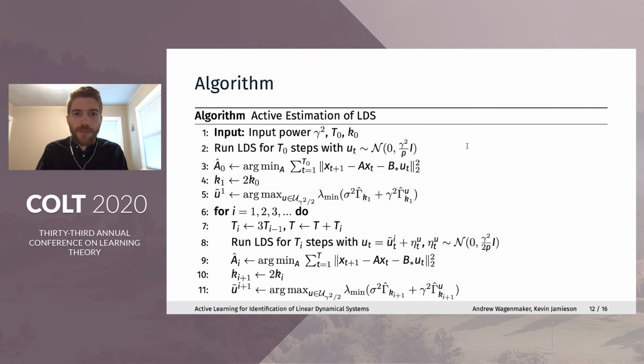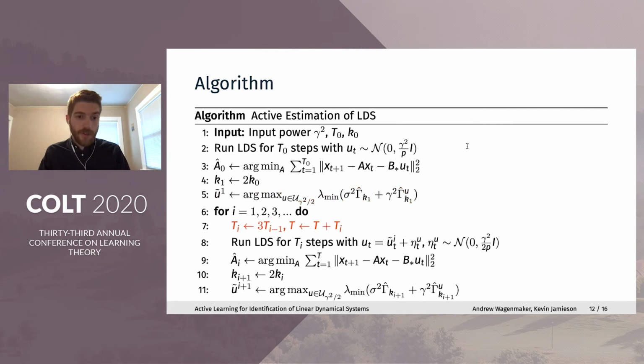So here's our algorithm. I'm just going to quickly walk through it. Basically, you start with some input power, gamma squared, and some initial epoch length t naught. And then we're going to run our dynamical system for t naught steps, just playing isotropic noise. Given that data, we're going to find an initial estimate, A naught hat, of our system matrix. And with that estimate, we're going to optimize for the best inputs that would optimally excite our estimated system. So if A naught hat was our true system matrix, U tilde 1 is going to be the inputs that would optimally excite that system. And then we're going to iterate on this.